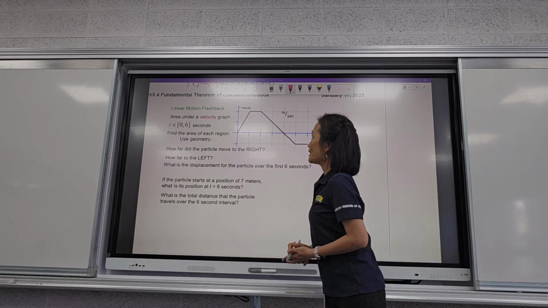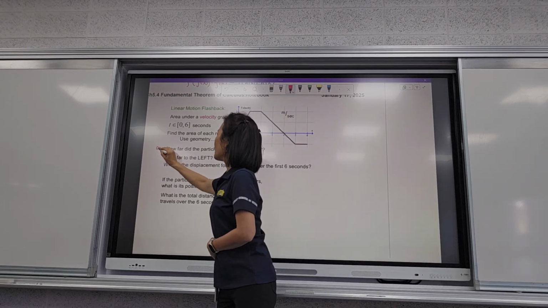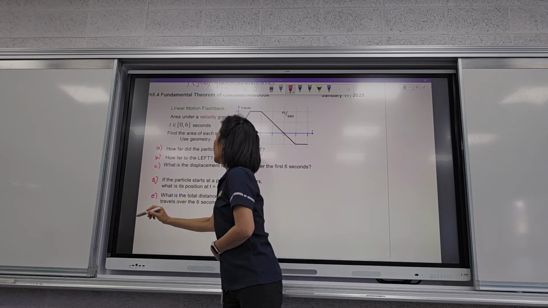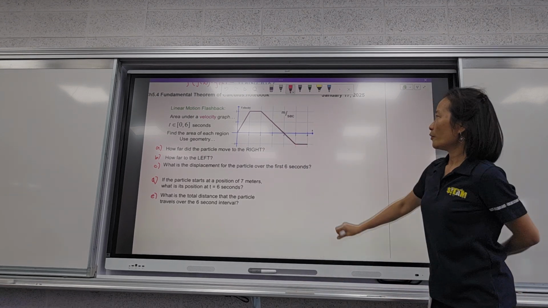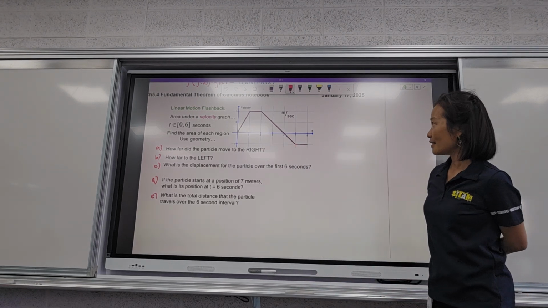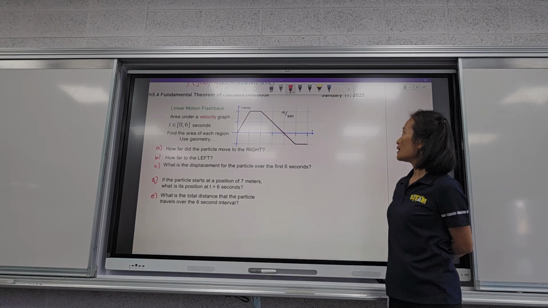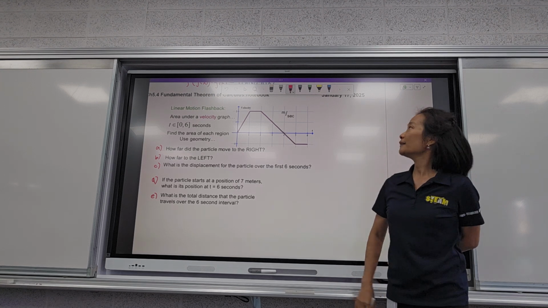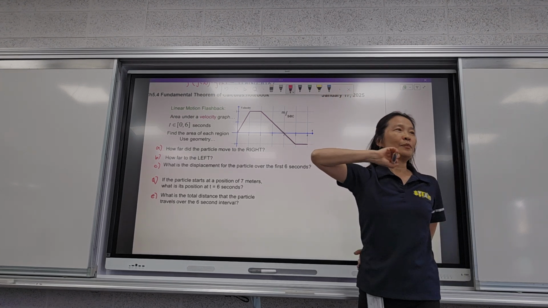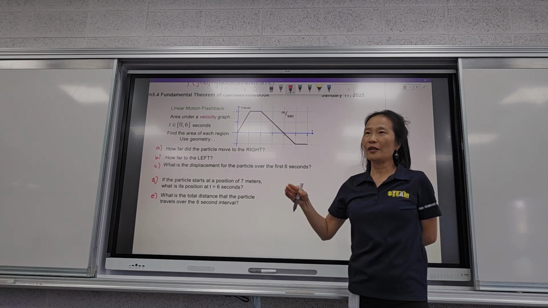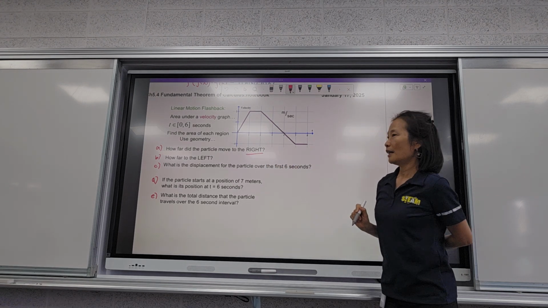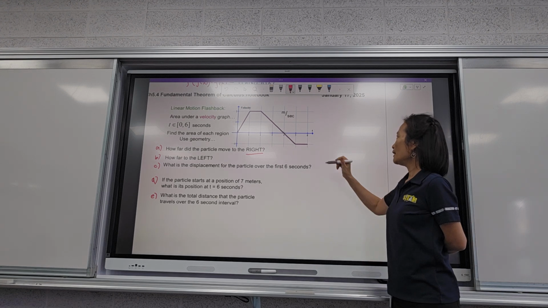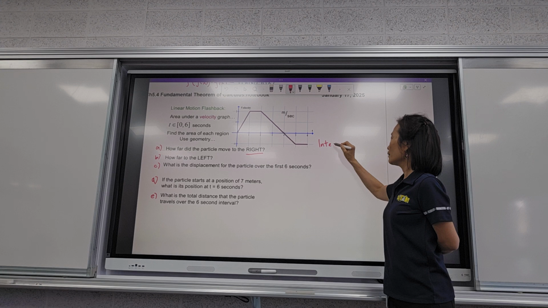Good. Let's label this A, B, C, D, E. So we have the velocity graph from 0 to 6 seconds, with velocity in meters per second. How far did the particle move to the right? Can you write the integral expression? Not just give me the answer, write the integral notation.